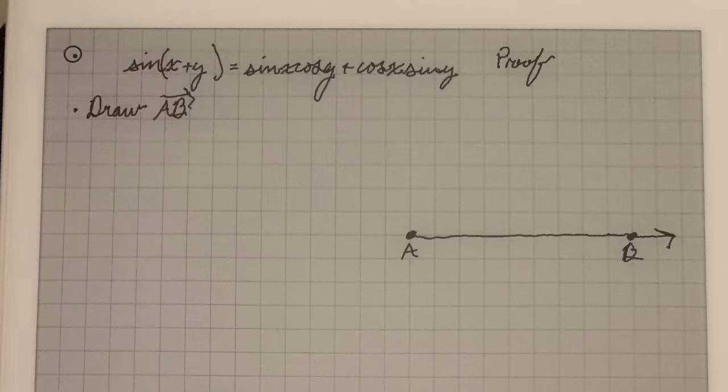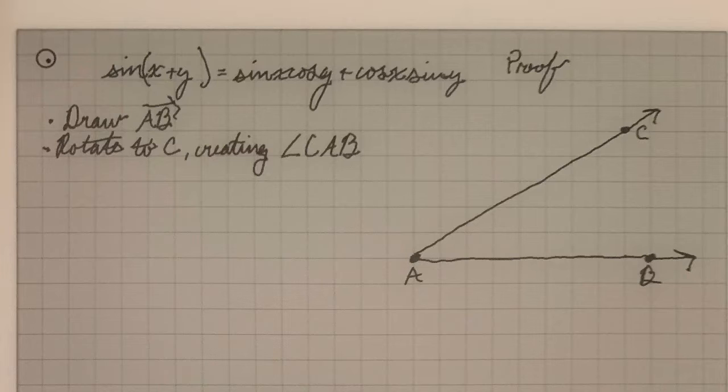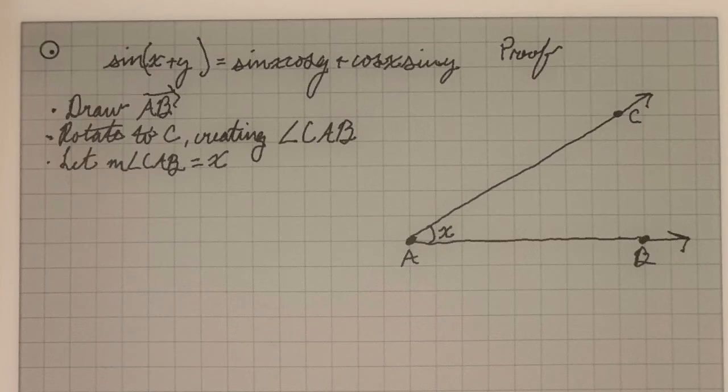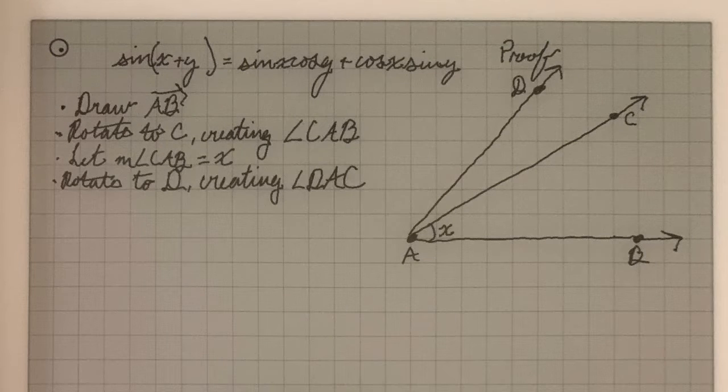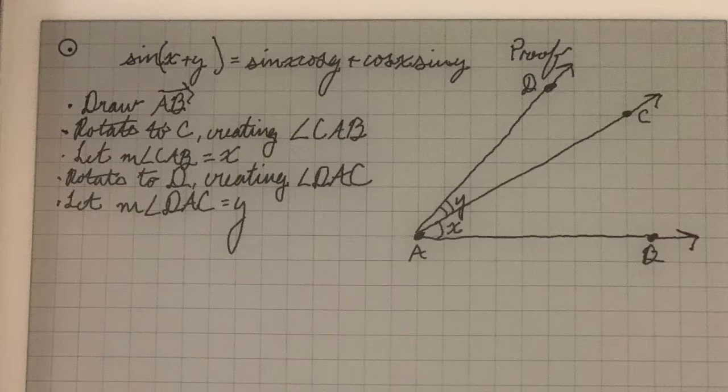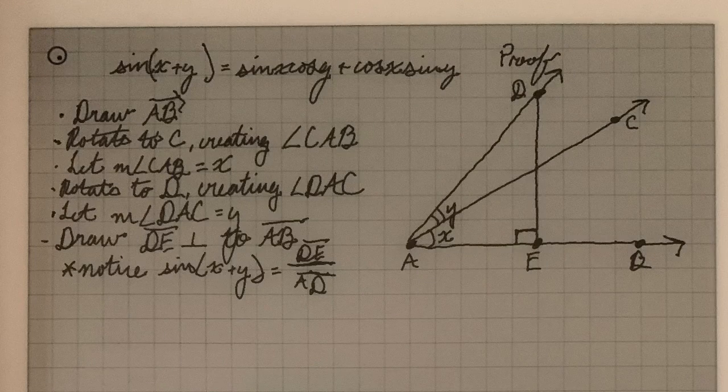First, draw ray AB and rotate to point C, creating angle CAB, and let the measure of angle CAB equal x. Next, rotate further to point D, creating angle DAC, and let the measure of angle DAC equal y. Now, draw segment DE perpendicular to AB, and notice that sine of x plus y equals DE over AD.